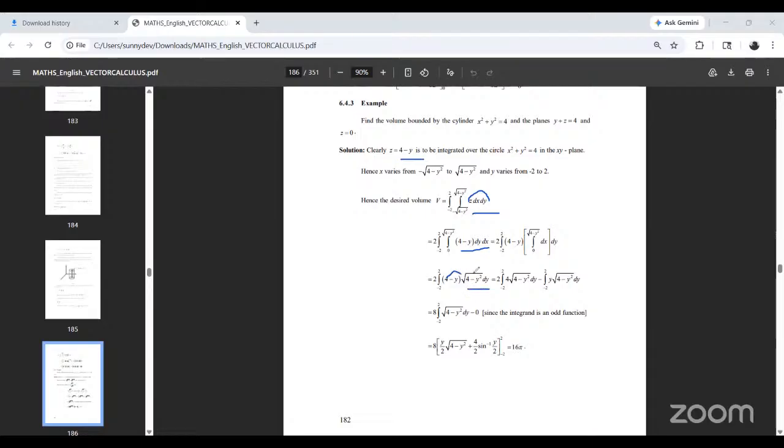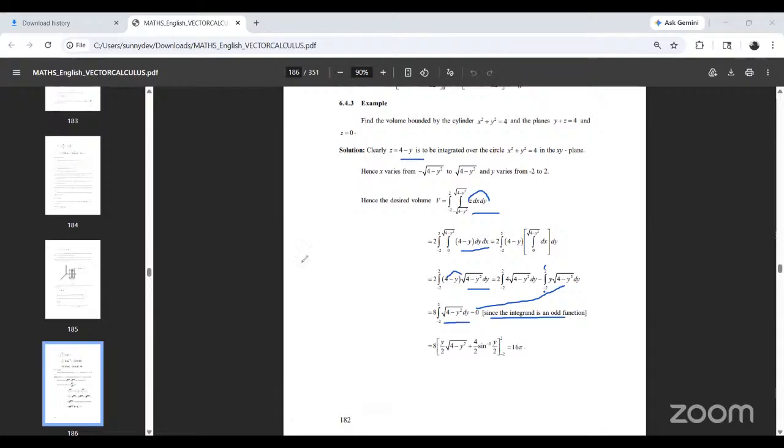Now we have to simplify. 4 into under root of 4 minus y square, minus 2 to 2 y into under root of 4 minus y square. Since this value is going to 0, why? Because it is an odd function. Because this is 2 and this is minus 2. So automatically that becomes 0.